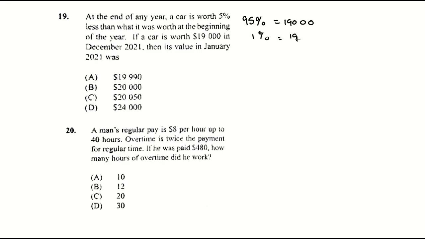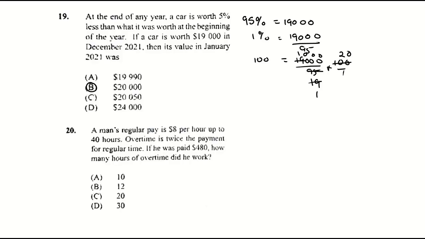1% would be 19,000 over 95. And then 100%, because they want to know the original price, that is before any decrease, would have been 19,000 over 95 multiplied by 100 over 1. You say that 5 into 95 is 19. 5 into 100 is 20. 19 into 19, 1. 19 into, this is 1,000. 20 by 1,000 is 20,000, and the answer would be B.